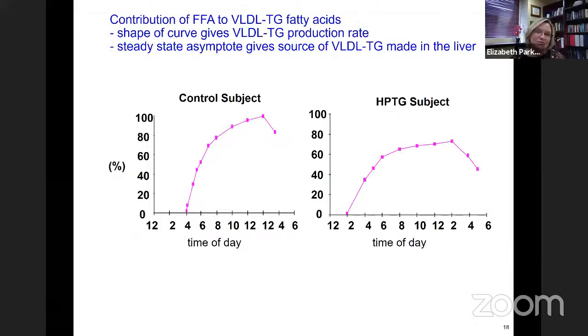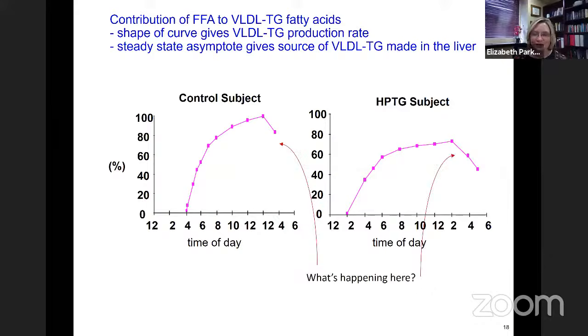Here are two similar curves. On the left-hand side, a control lean subject. On the right-hand side, a hypertriglyceridemic subject with metabolic syndrome. The shape of these curves gives us the VLDL triglyceride production rate, and we can model that. The steady state asymptote, which in this case is the percent enrichment at the top, gives us the source of VLDL triglyceride made in the liver. And in this case, this is coming from the plasma free fatty acid pool.